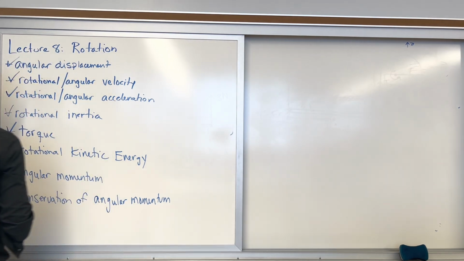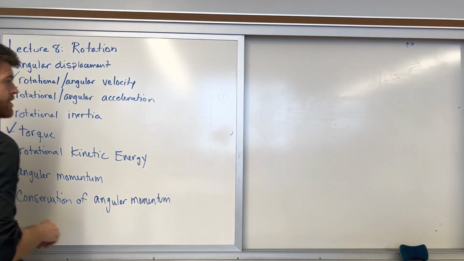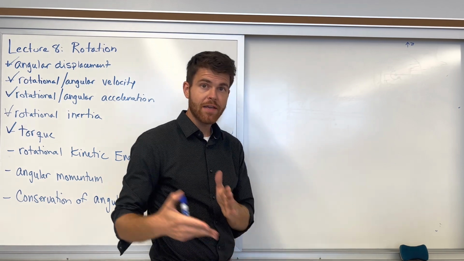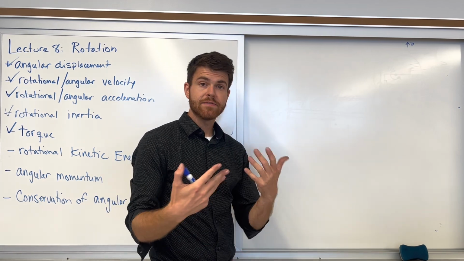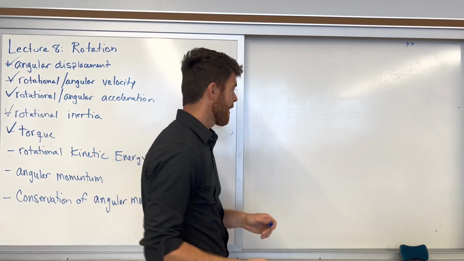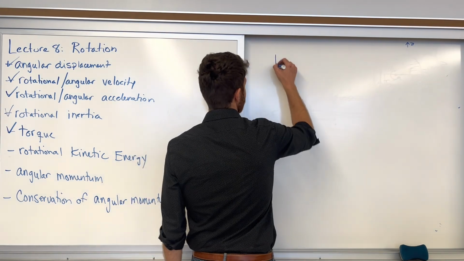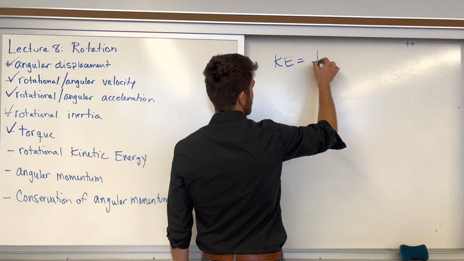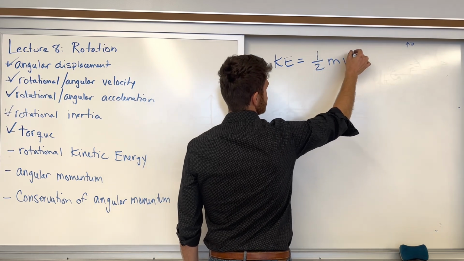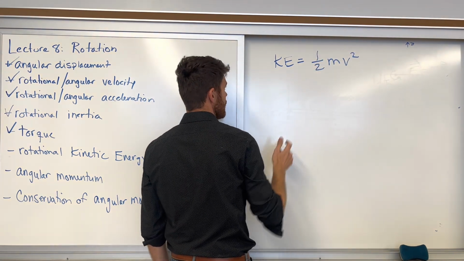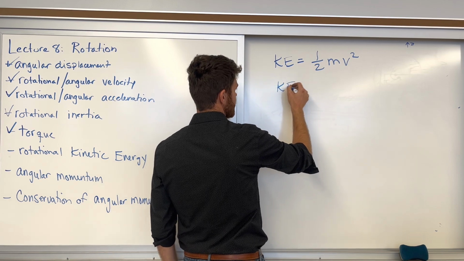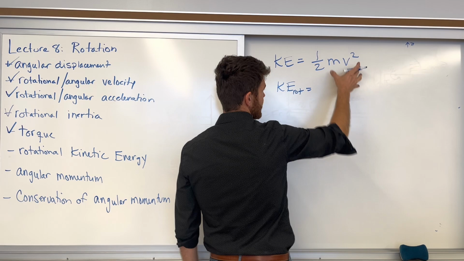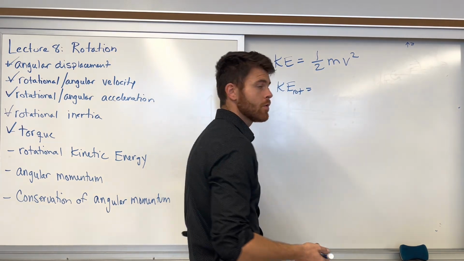Alright, so that brings us to rotational kinetic energy. If an object is rotating, it's moving, so it has energy, just like if an object is translating, it has energy associated with motion. Kinetic energy for translational motion is 1/2 mv squared. Well, for rotational motion, it's analogous. We just translate this into rotational quantities.